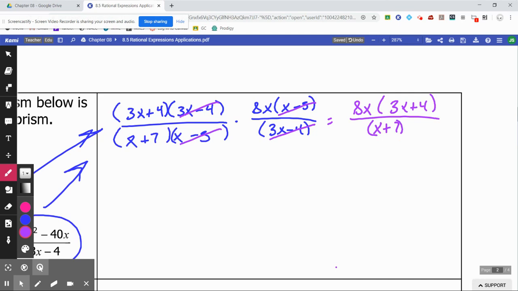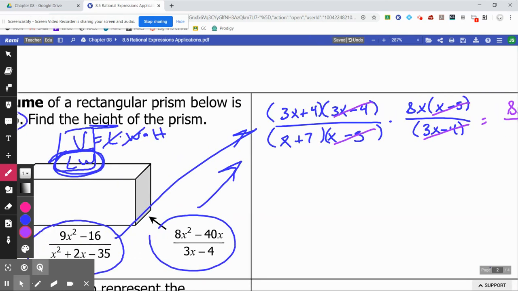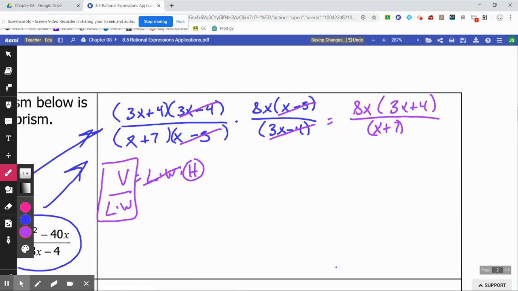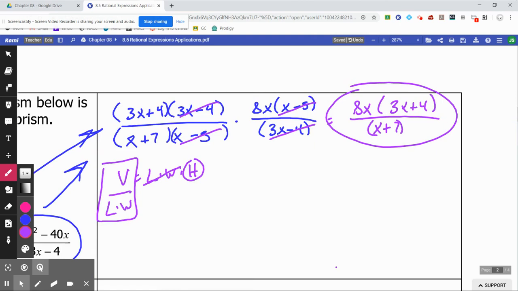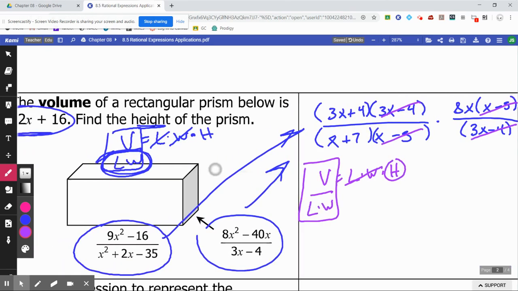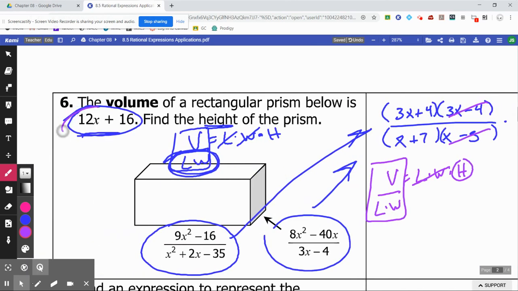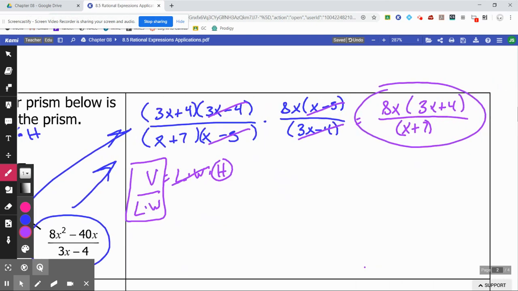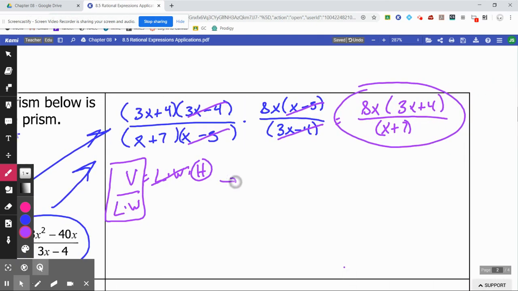Now a reminder from our formula. Volume was equal to length times width times height. We are looking for height, so we got rid of these by dividing by length times width. So we've got to do volume divided by length times width. This is length times width. So now our volume, it tells us right here, our volume is 12x plus 16. So we've got to do 12x plus 16 divided by that stuff.